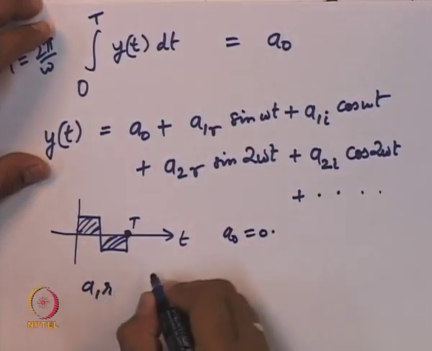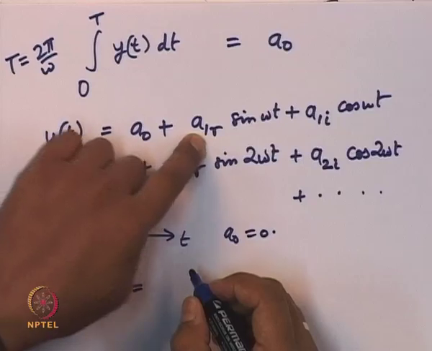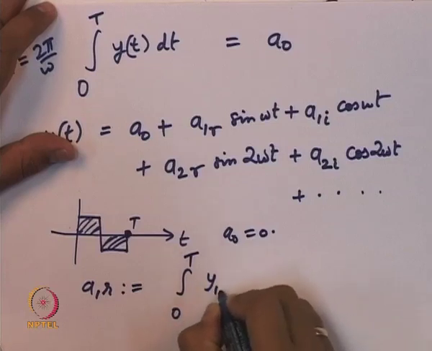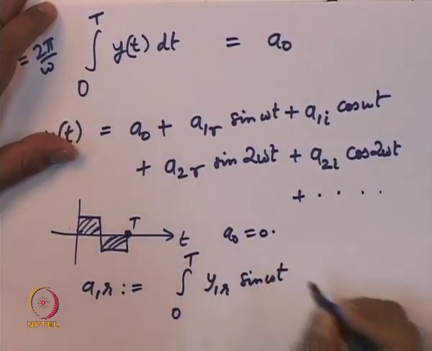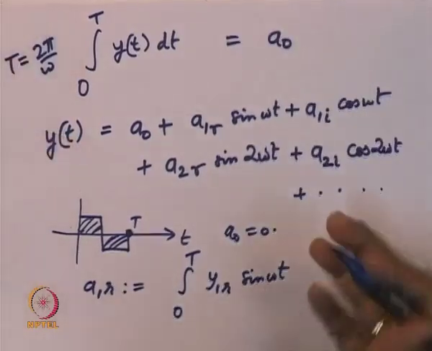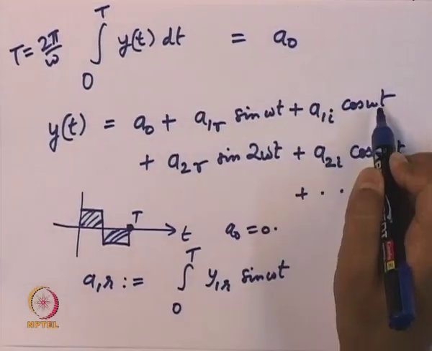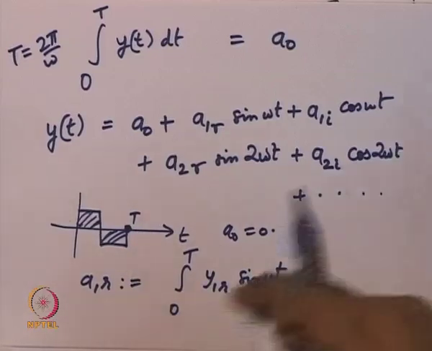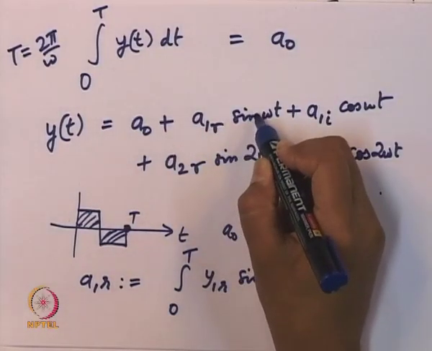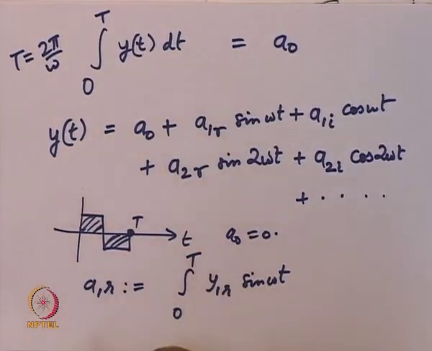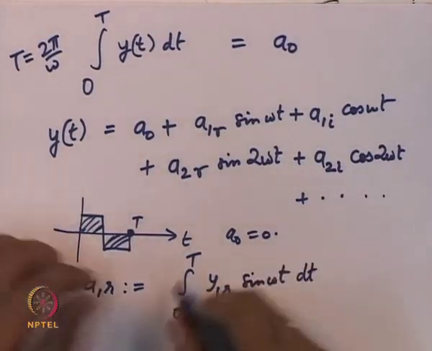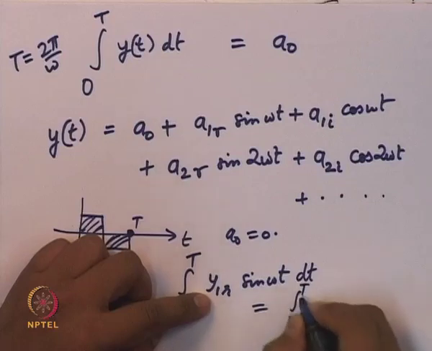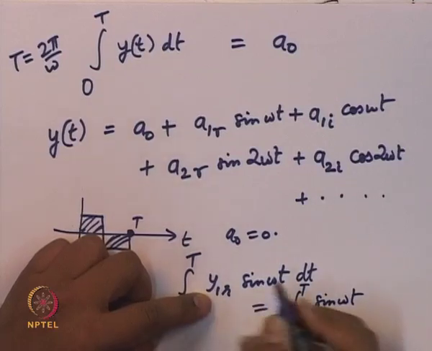Now how will you find a1 real? It can be obtained by integrating y of t times sin omega t from 0 to T. The basis functions sin omega t and cos omega t are an orthogonal basis. In order to get the component of a1 real along this direction, all you have to do is project y onto this particular signal and then find this integral. This particular integral evaluates to just the integral from 0 to T of sin omega t, because y is nothing but equal to plus 1.